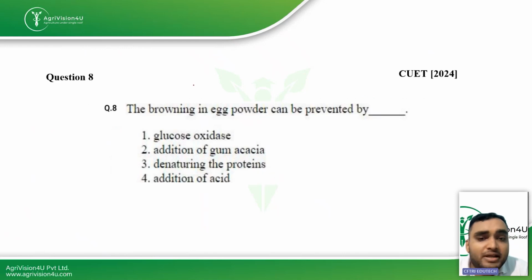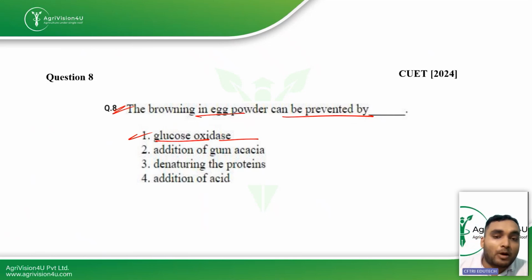Then: browning in egg powder can be prevented by. This also has come from the egg processing topic. We all studied it last year, and the students who have been in the batch know that this was one of the topics which I explained in detail. Glucose oxidase is the enzyme which is used to prevent the browning in egg powder.